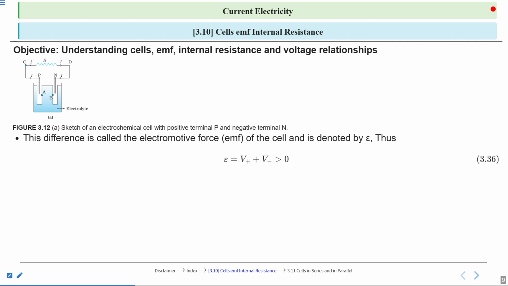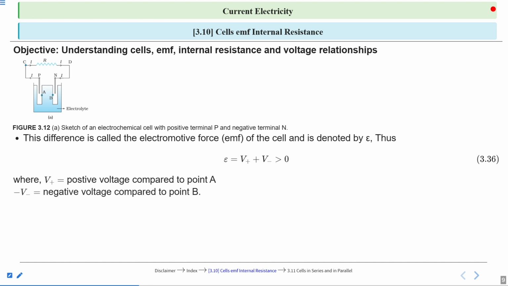Thus epsilon is equal to V positive plus V negative. That potential difference we have calculated in our previous equation, V positive plus V negative. So EMF is equal to that difference, and it is greater than 0. Mark it as equation 3.36, where V positive is the positive voltage compared to point A and V negative is the negative voltage compared to point B.